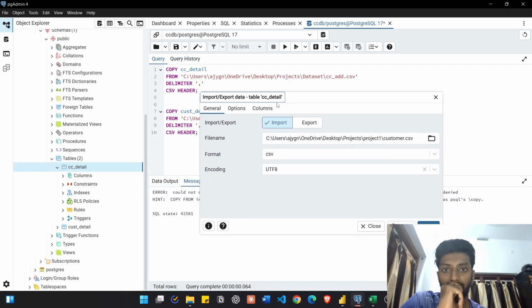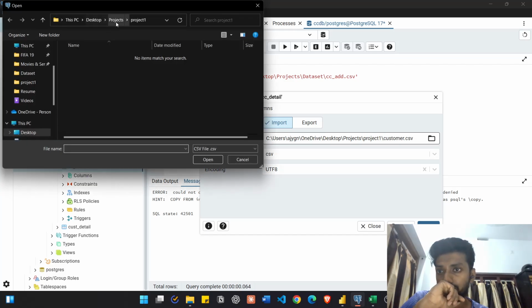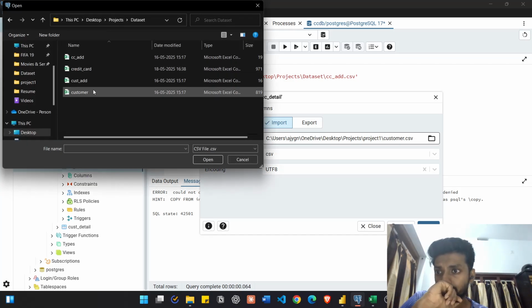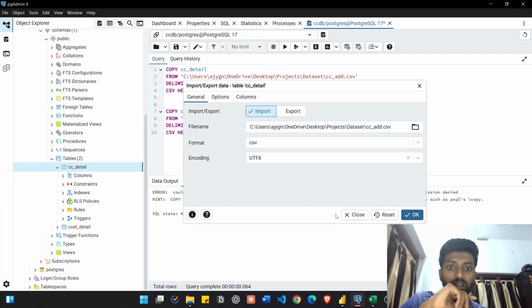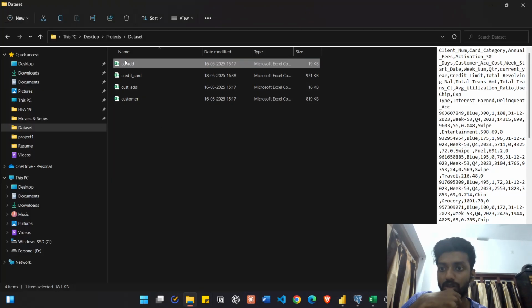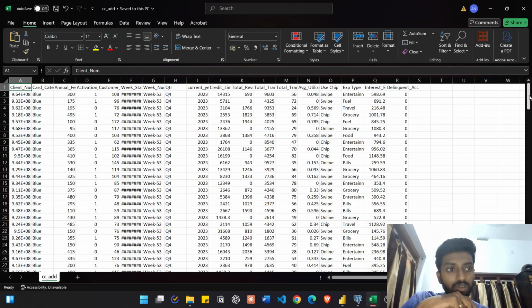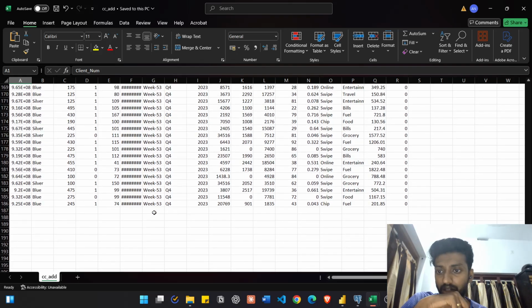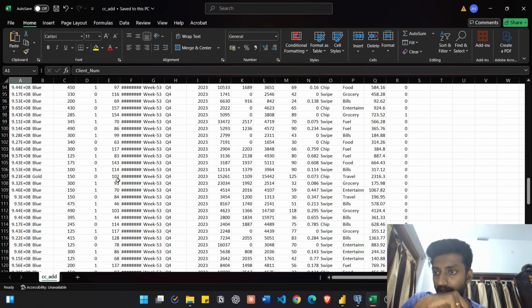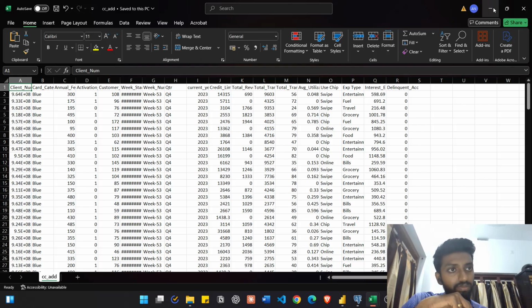So here I am updating customer, credit card detail. Credit card add, so it will just append the rest of them. I'll show you the CSV file for credit card add. This contains close to 186 records. This is till the 31st.